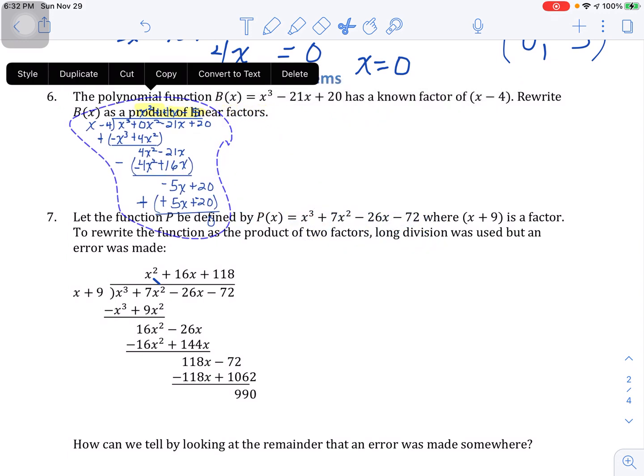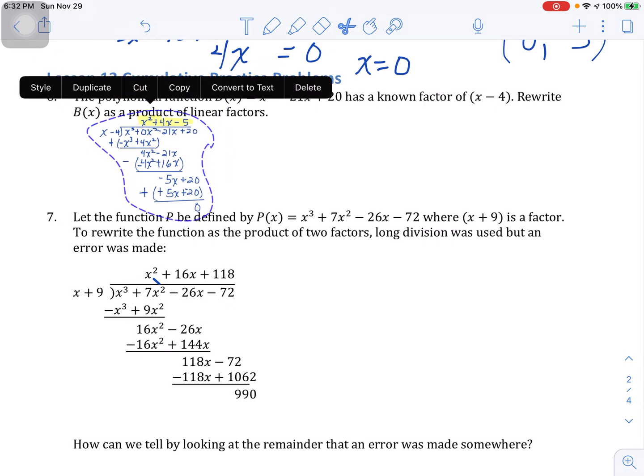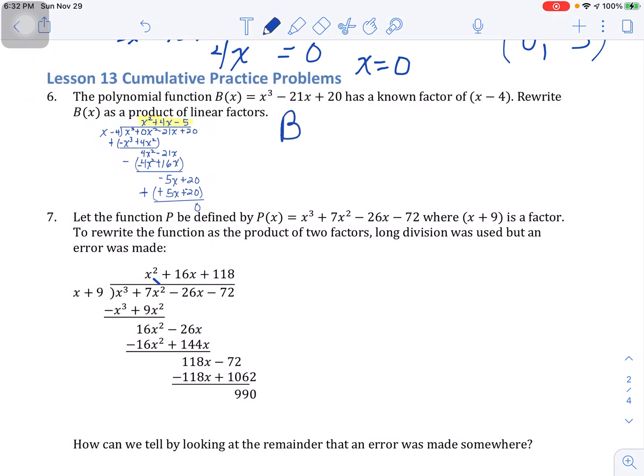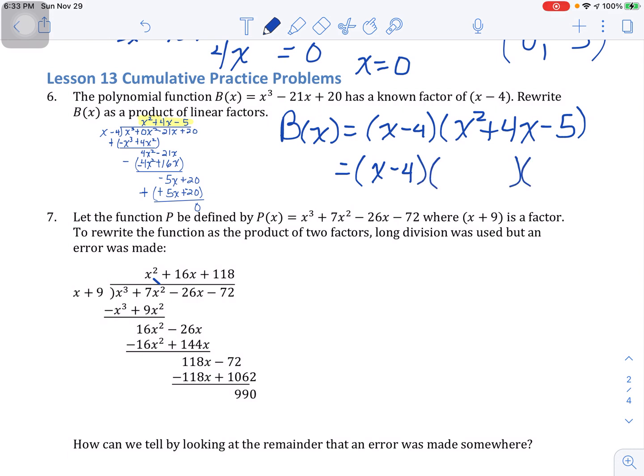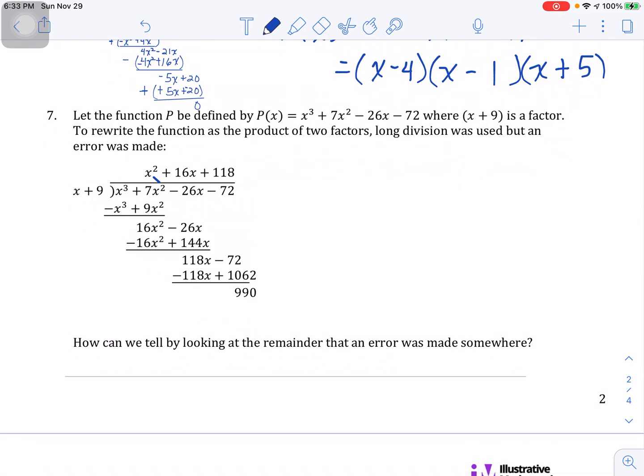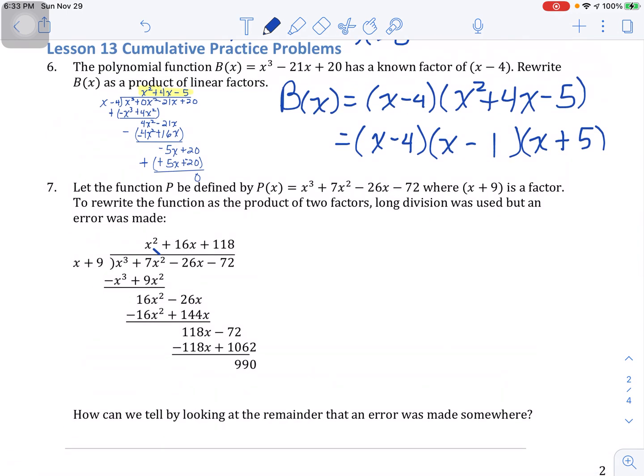So let's do that. We have b of x then is equal to x minus 4 times, we got x squared plus 4x minus 5. And now we just need to factor that quadratic there. So this will be an easy one to factor. We need two numbers that when we multiply we get negative 5, but when we add we get positive 4. So it has to be a positive 5 and a negative 1. That's the only possibility there. Because when I multiply I'll get negative 5, but when I add I get positive 4.